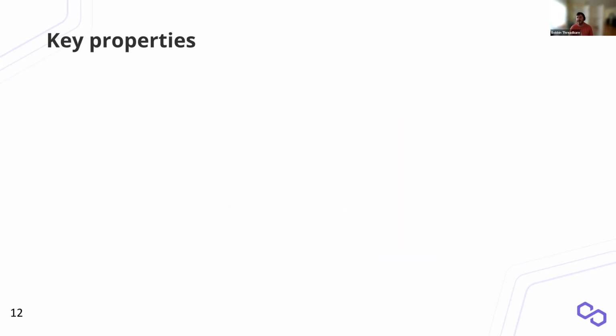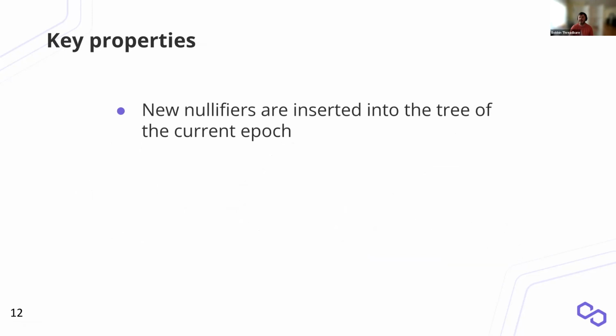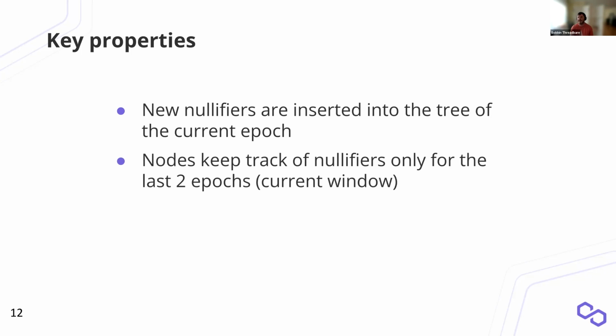So what are the key properties of this new data structure? The first one is that we only insert nullifiers in the tree of the current epoch. All the historical trees, once the epoch rotates, are no longer updated. They become static. And then the nodes in the network only keep track of the last two epochs, which I define as the current window. So as soon as the tree becomes more than 2 epochs old, the nodes discard the tree, and they don't need to keep track of that anymore.